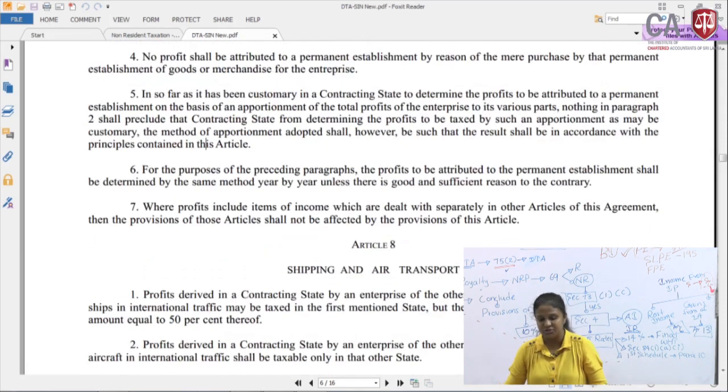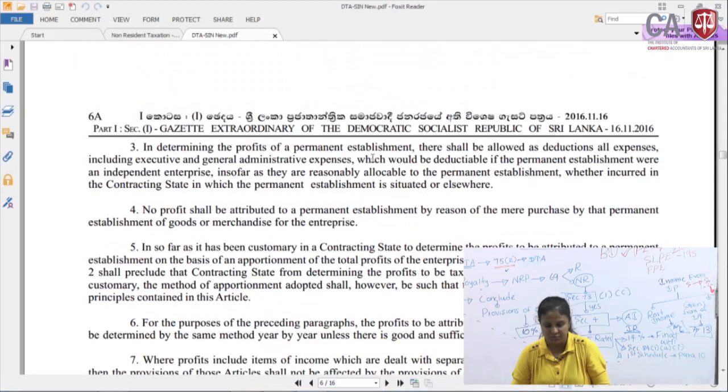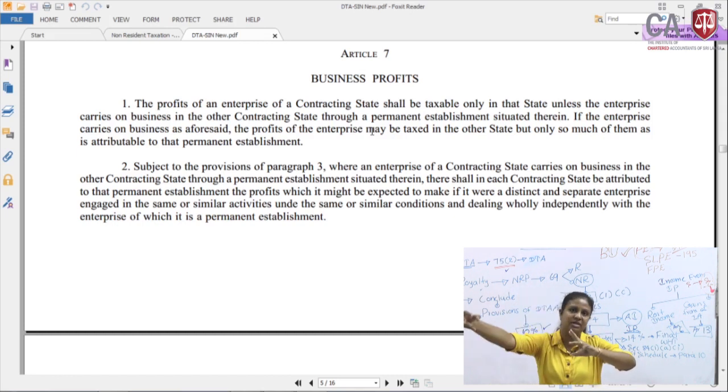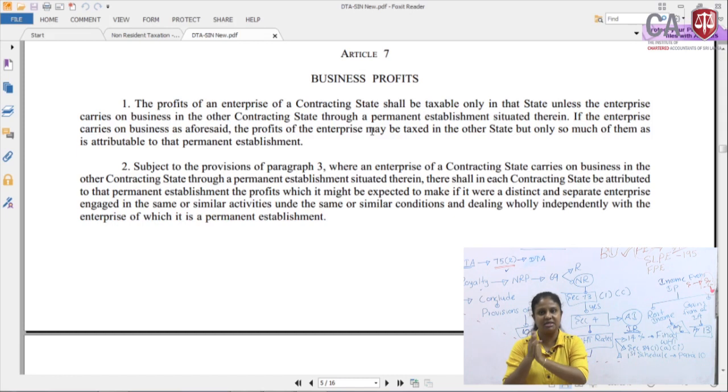Now, when it comes to business income, let me ask you this question. When it comes to business profit, the recognition of business profit is based on what? Based on the permanent establishment. If you have not recognized under Article 5, very clearly, whether this arrangement is a PE or not, you cannot compute the business profit. Every time, business profit is linked to the permanent establishment. Don't forget these key things.